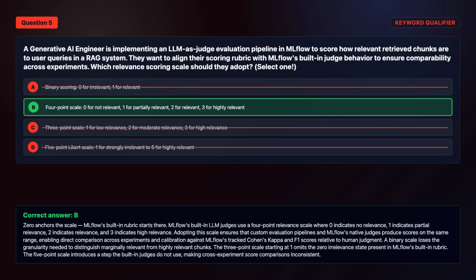A binary scale loses the granularity needed to distinguish marginally relevant from highly relevant chunks. The 3-point scale starting at 1 omits the 0 irrelevant state present in MLflow's built-in rubric. The 5-point scale introduces a step the built-in judges do not use, making cross-experiment score comparisons inconsistent.